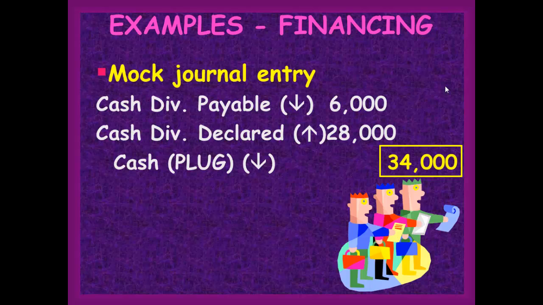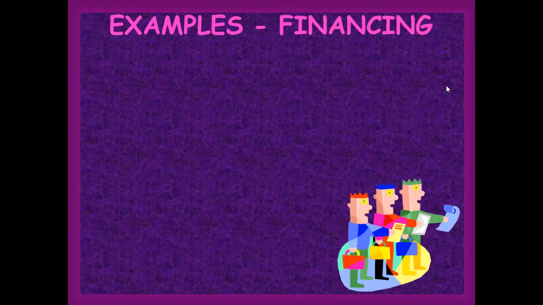Half of them will tell me 34 and half of them will tell me 22. So I would do a journal entry on this one. So we paid $34,000 in dividend. What section of the statement of cash flows will that go? Operating, investing, and financing? It's going to go in financing.